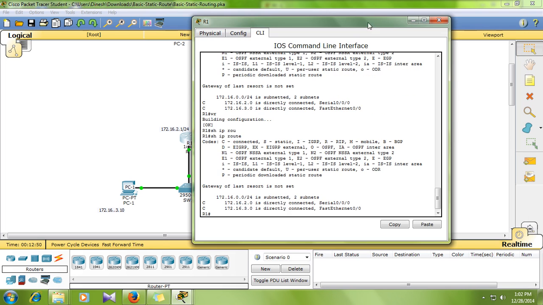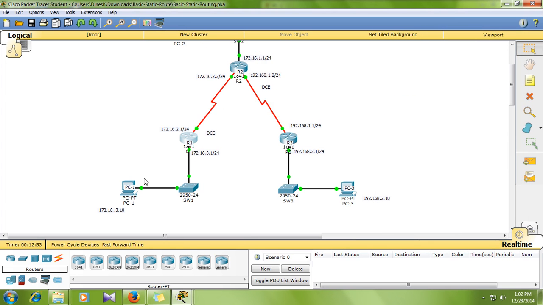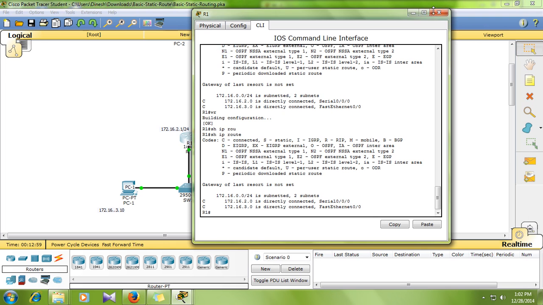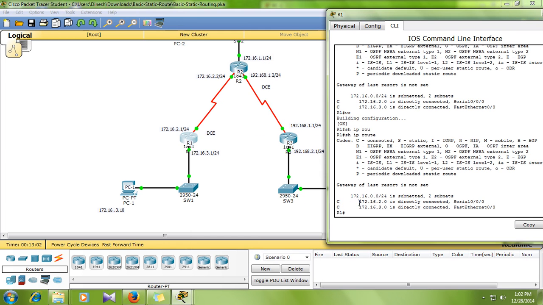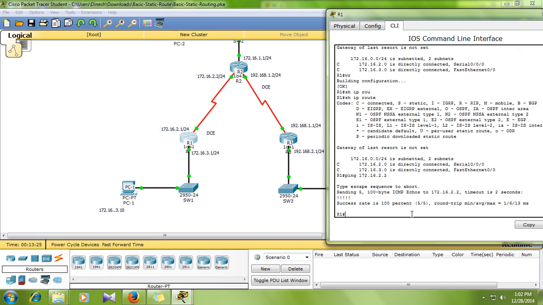Similarly, on every router you can ping the directly connected interfaces. For example, this router will know 2 networks, that is 192.168.2.0 and 192.168.3.0, so it will be able to reach 172.16.2.2. Pinging 172.16.2.2 works because the routing table information was available.